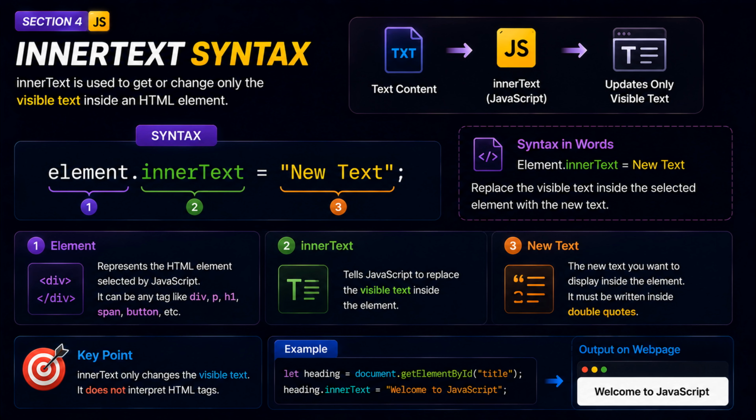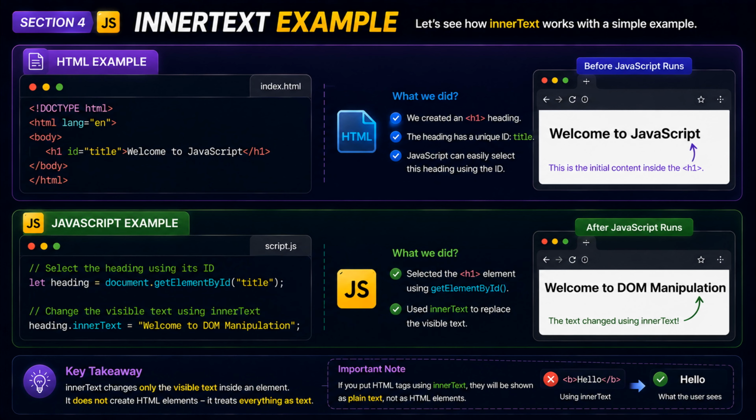Let's understand it. Element represents the HTML element selected by JavaScript. innerText tells JavaScript to replace the visible text inside that element. On the right side of the equal sign, we write the new text inside double quotes. HTML example. Let's create a simple heading, h1 id="title", Welcome to JavaScript. Here we have an h1 element with the unique ID title. JavaScript can easily select this heading.